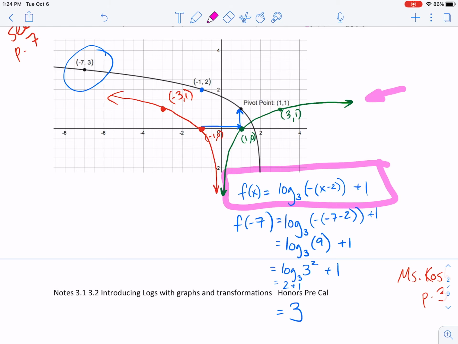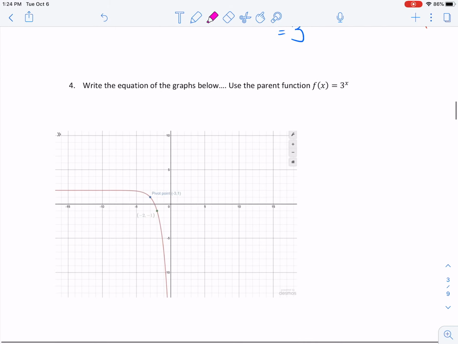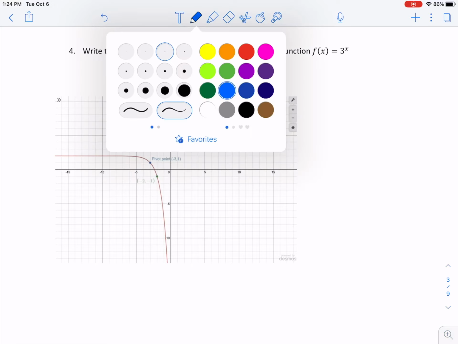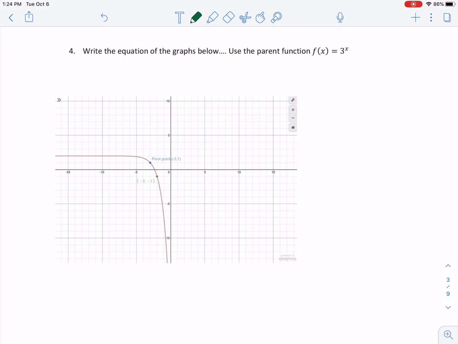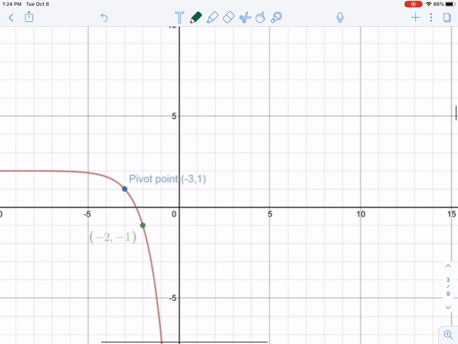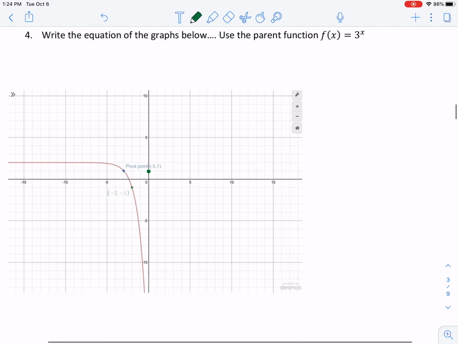That was fun. Okay. Let's look at the next one. This one, they're telling us that we have a parent function of, let's start with green like I did a second ago, 3 to the x. So I'm going to have the point 0, 1. And then when I plug in, I can make a little table if I'd like.